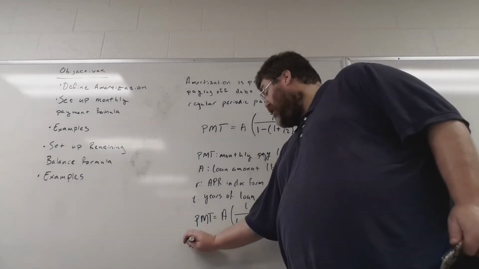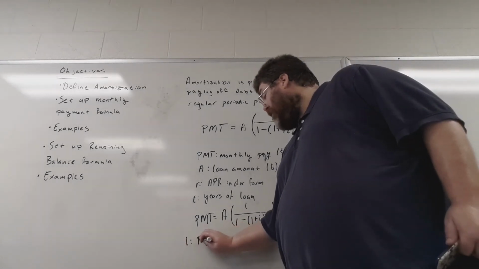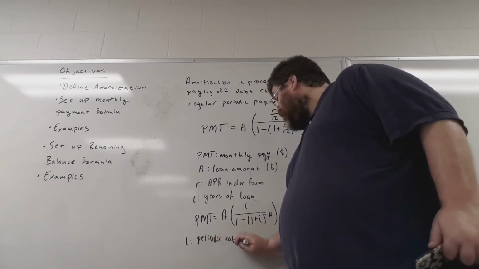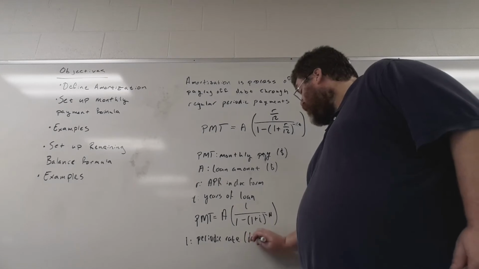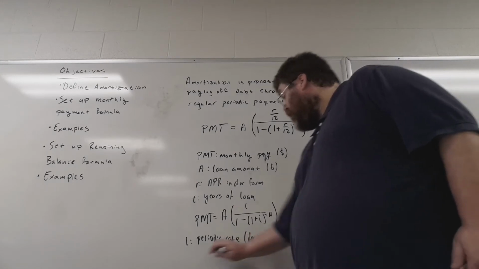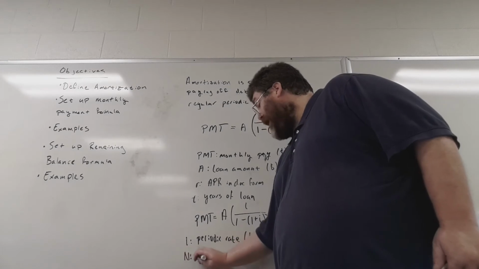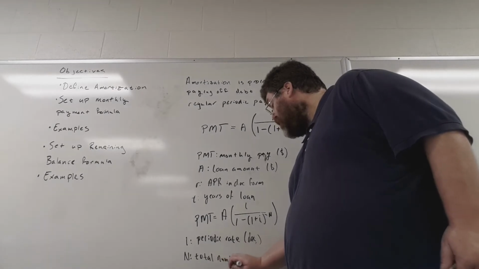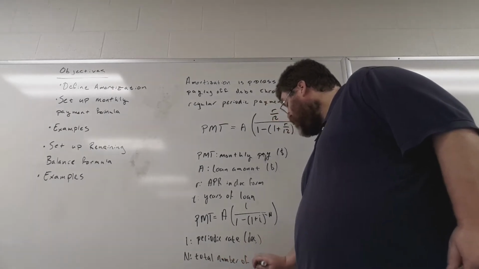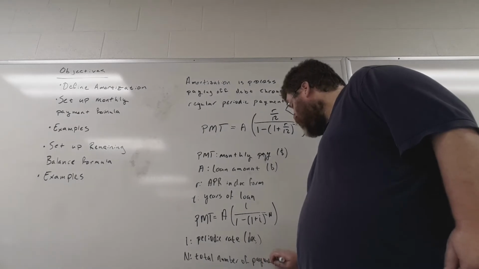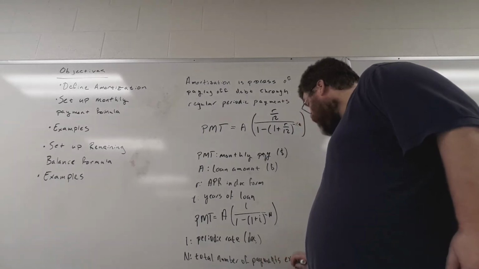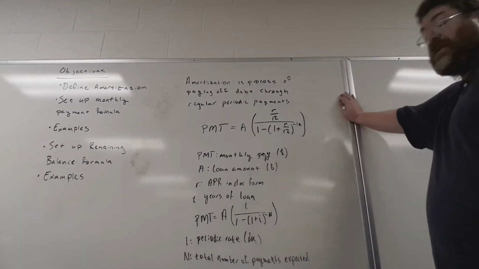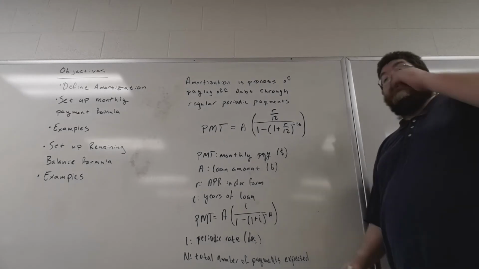Okay, where I is our periodic rate as a decimal, and capital N is the total number of payments expected. So if I have a 10-year loan, I'm expecting 120 payments.